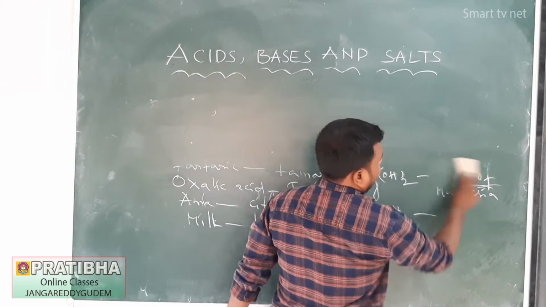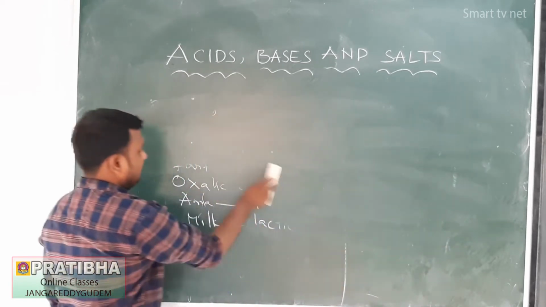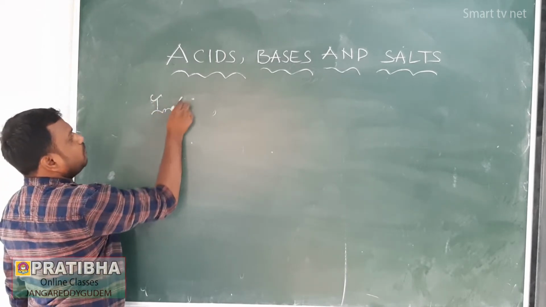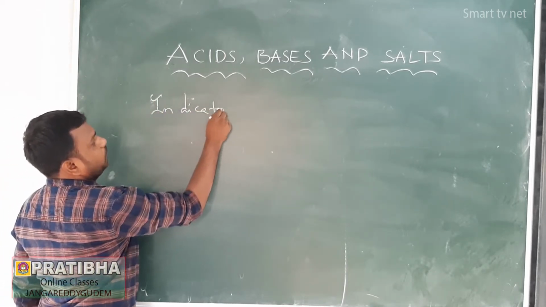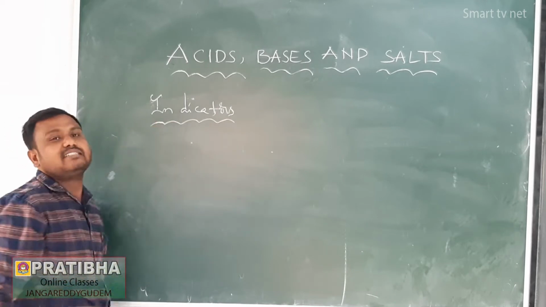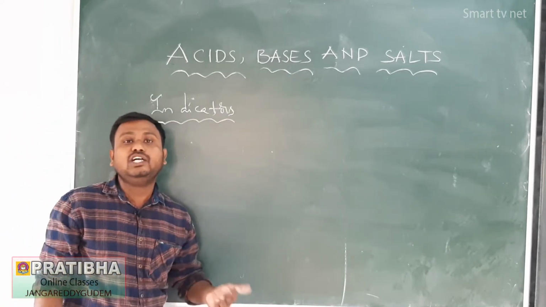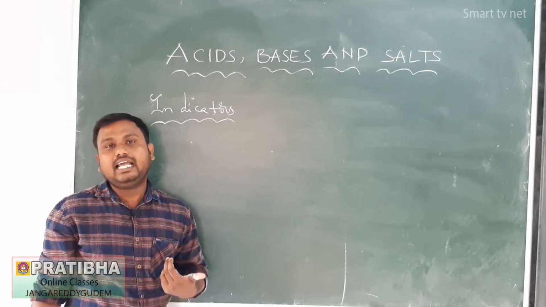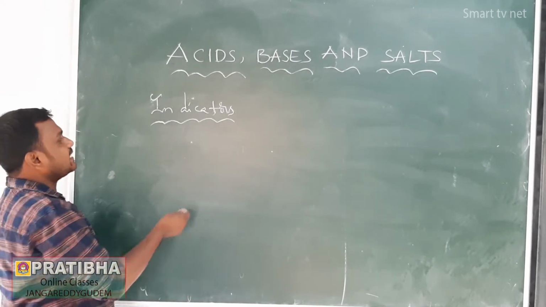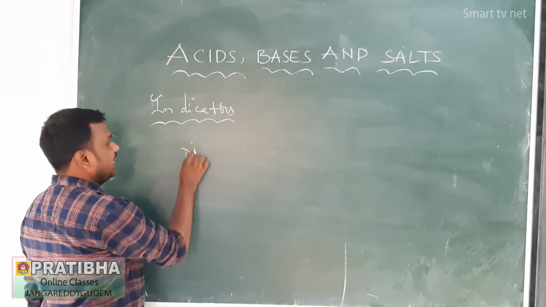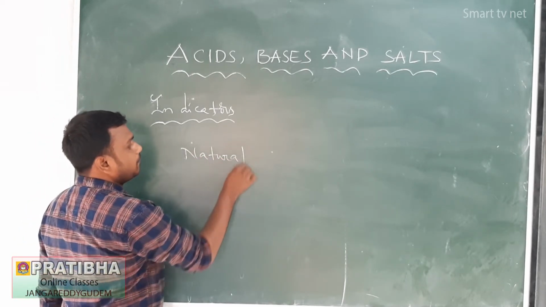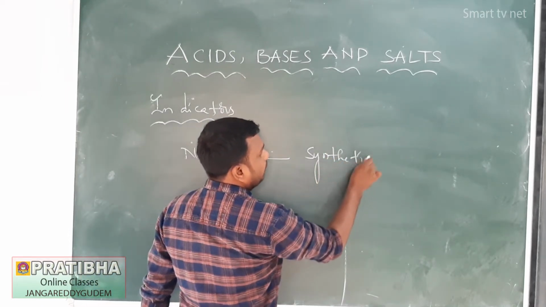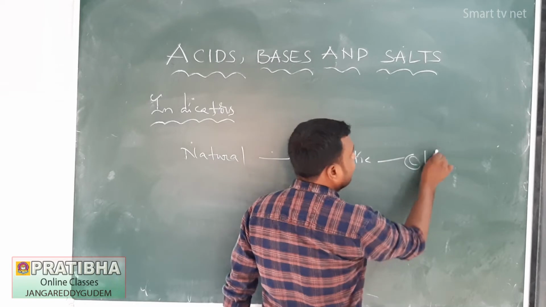Next, indicators. A very important term, indicators. What is meant by indicator? An indicator is used to identify whether a substance is acid or base. Indicators are of three types: natural indicators, synthetic indicators, and olfactory indicators.